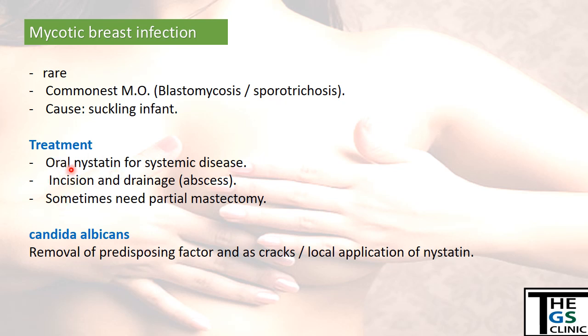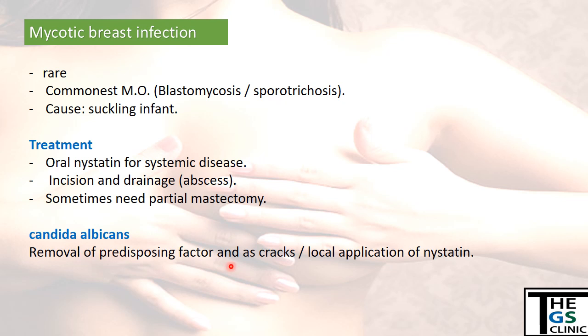How can we treat this condition? First of all, if there is systemic fungal infection, we can go with oral nystatin. If we have a local infection, we can choose local nystatin. If there is an abscess, as in the bacterial case, we have to do incision and drainage or aspiration. And sometimes if it is extensive, we can go through a partial mastectomy, removing part of the breast.